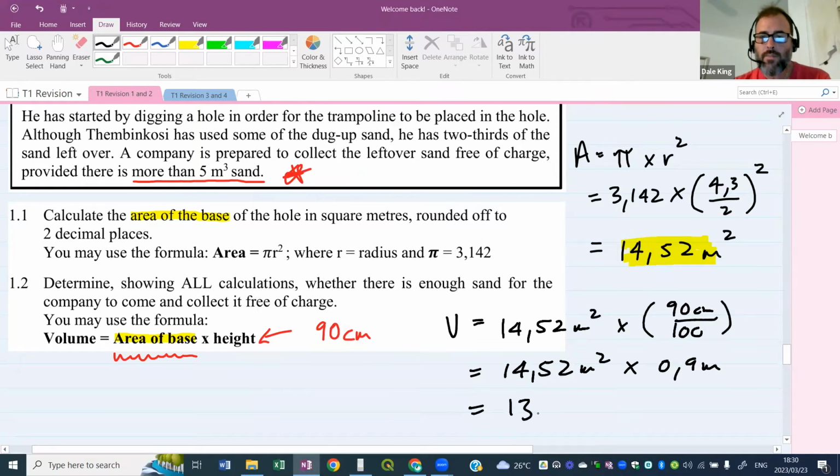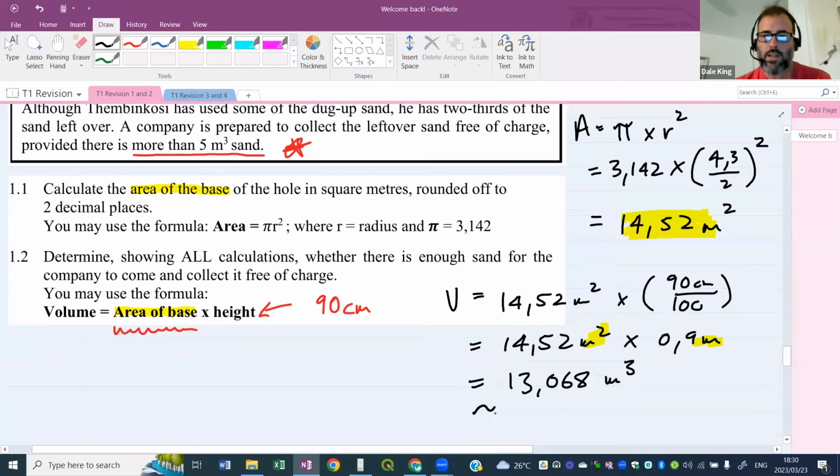13,068. And the units are now meters cubed. Okay, so we multiplied our square meters by our meters and we got meters cubed. Okay, I'm going to round this off. So I'll put my little squiggly sign here to say it's rounded off. In fact, I'm making a big mistake.